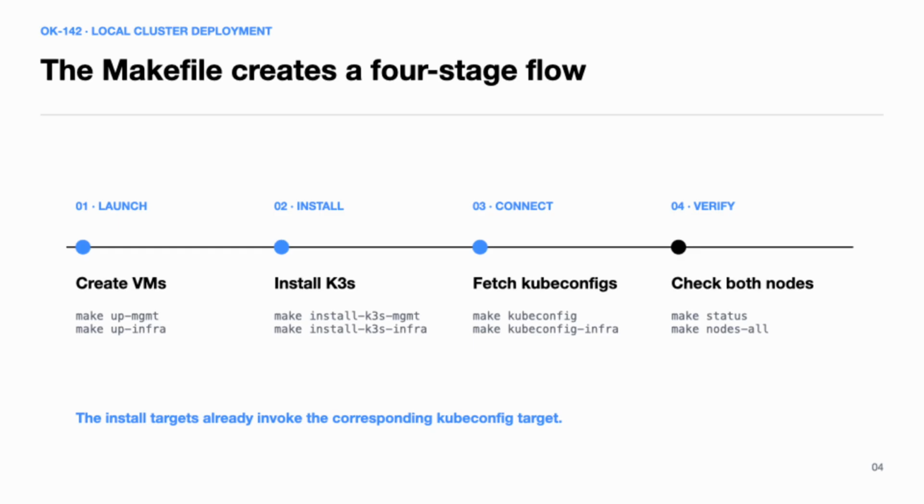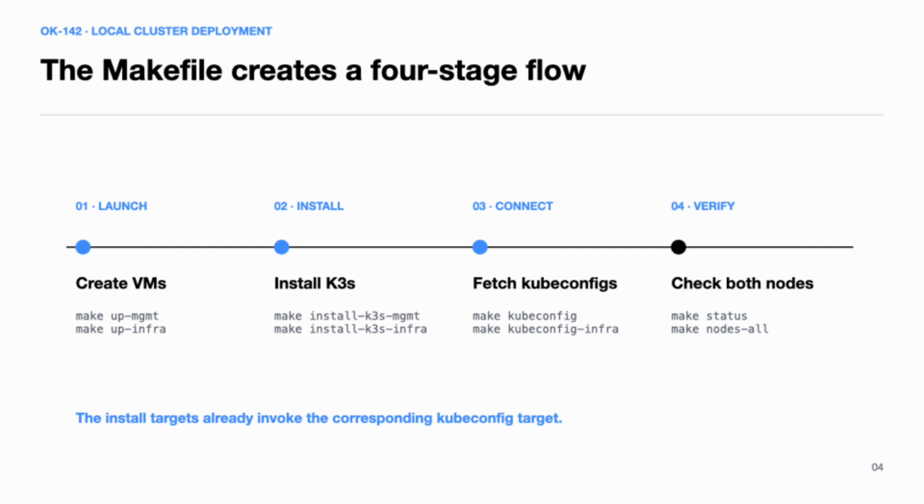The makefile gives us a simple learning sequence. First, launch the virtual machines. Second, install K3s. Third, establish host access by fetching kubeconfigs and starting SSH tunnels. Finally, verify both nodes. One detail matters for the live demonstration.